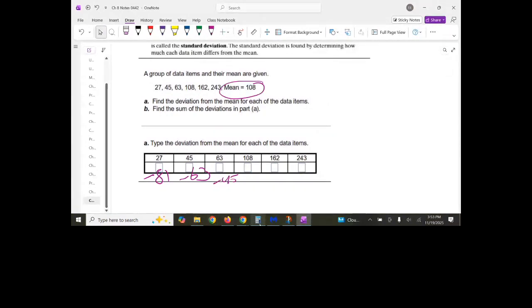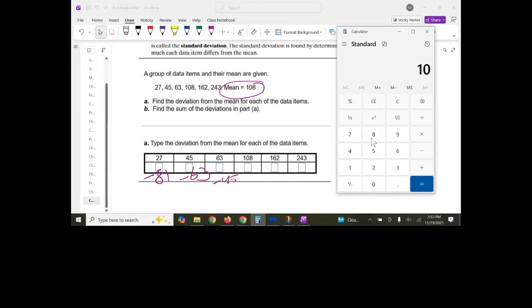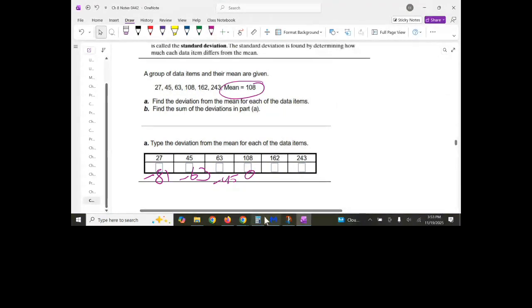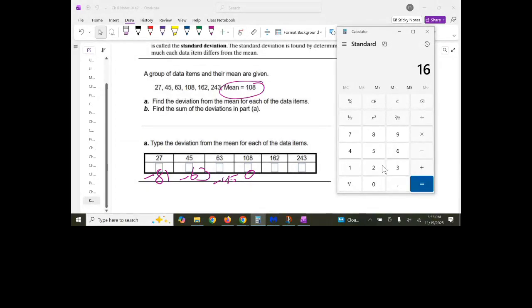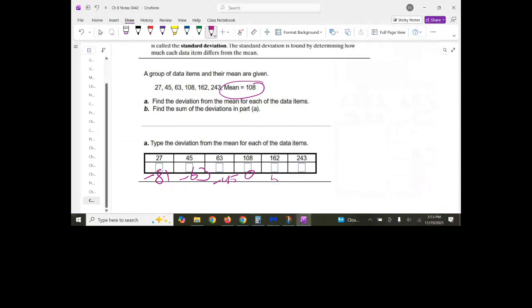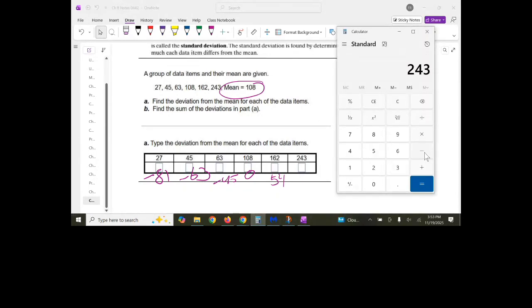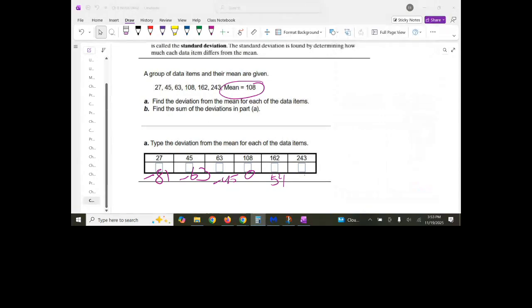And then we're going to take the fourth one, 108 minus the average, again, 108, 0. Okay. And then we're going to take 162 minus 108, and 54. And then finally, y'all, 243 minus 108. And I'm coming up with 135. Okay. That right there, those are what we call deviations. This is how much further our numbers are from the average.